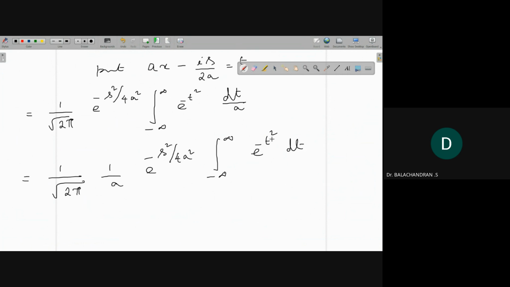So we know that e power minus t square is an even function. So that's why 1 by a into 1 by root 2 pi into e power minus s square by 4a square into 2 times integral 0 to infinity e power minus t square dt, since we know that e power minus t square is an even function. So here 2 is there, root 2 is there, it gets cancelled.